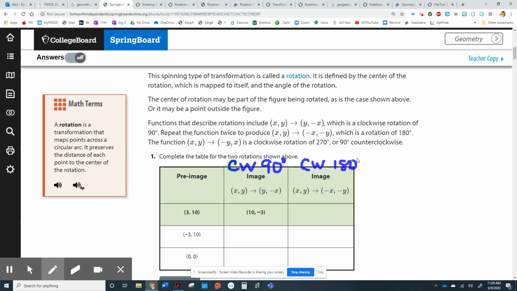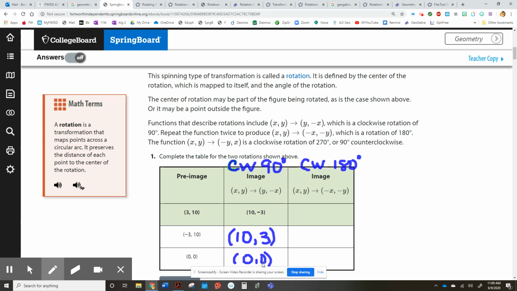Where does the 180 degrees come from? It comes from the fact that I did 90 degrees twice. So what does this say? If I want to figure out where my new coordinates are going to be, what do I do? I switch the X and the Y, and then I change the sign for what the X was. So I'm going to switch these. This becomes 10, and I'm going to put the 3 after it, but I'm going to change its sign because I'm going to put the opposite of what the X was. And this one right here, if you switch them 0, 0, you do the opposite, it still stays 0, 0. So that one didn't change.